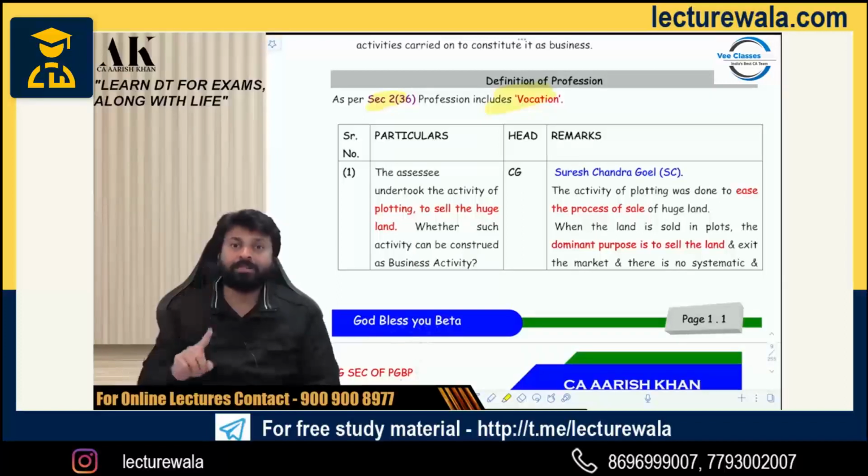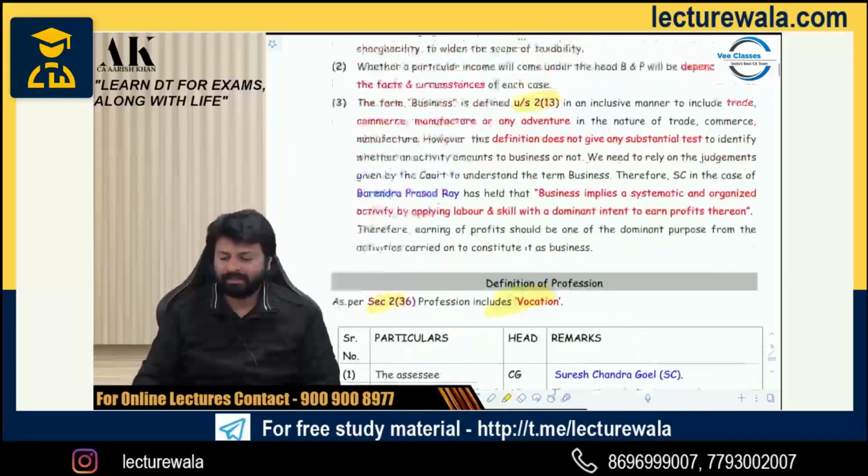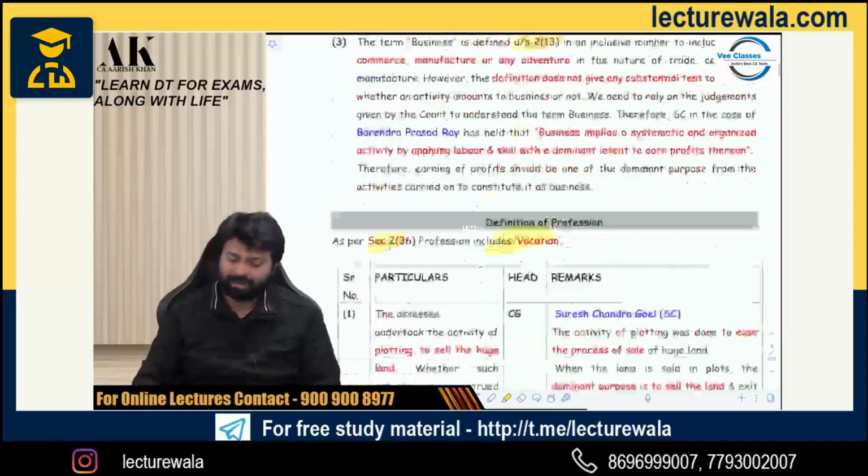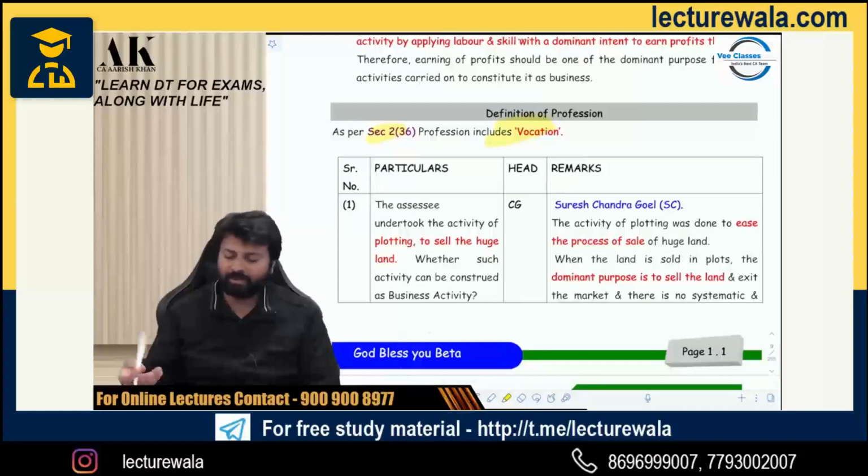It's a long-term capital gain. So give me indexation also and give me lower tax benefit also, because in capital gains, the tax rate is 20% for long-term. So what do you feel? Is it PGBP or capital gains? You have to think at your end. Is the assessee doing any kind of business over here? No. And therefore, it is a capital gains. The Supreme Court held in the case of Suresh Chandra Goel that it's a capital gains income.